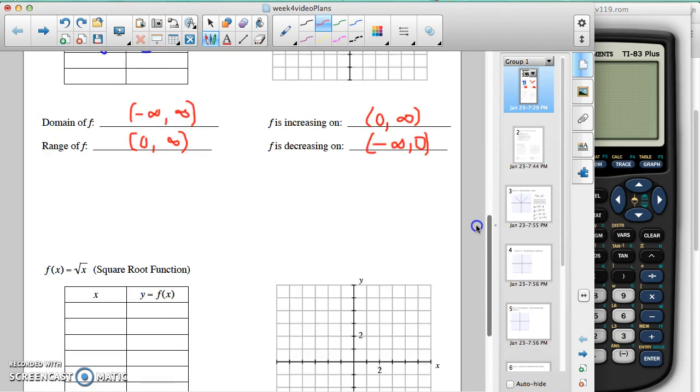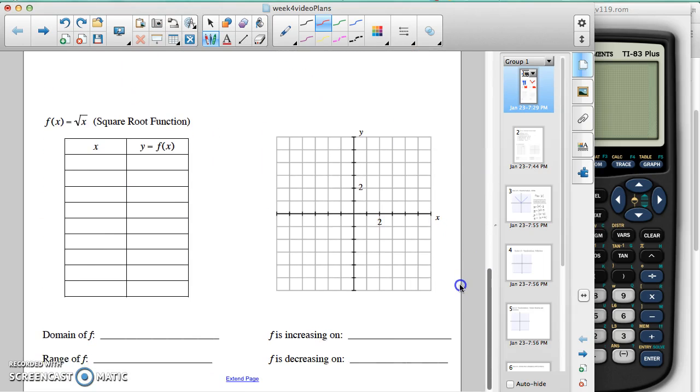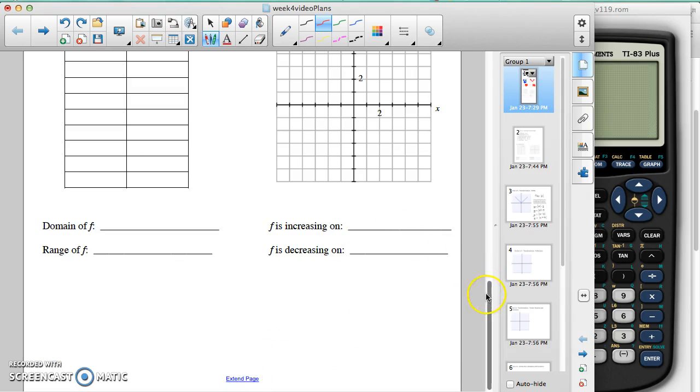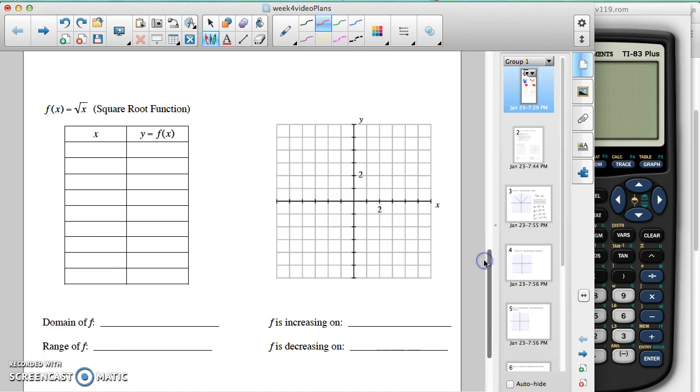The next function we're going to look at is the square root function. In the square root function, we're going to plug in some values as well.